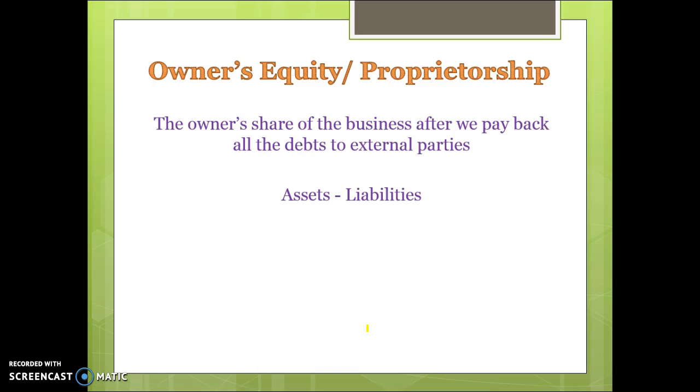And owner's equity is equal to all the assets of the business minus the amount of liabilities. So essentially, if a business has got all these different assets that equate to, say, $500,000, but they owe the bank $200,000 and that's their liability, then they would have owner's equity of $300,000.